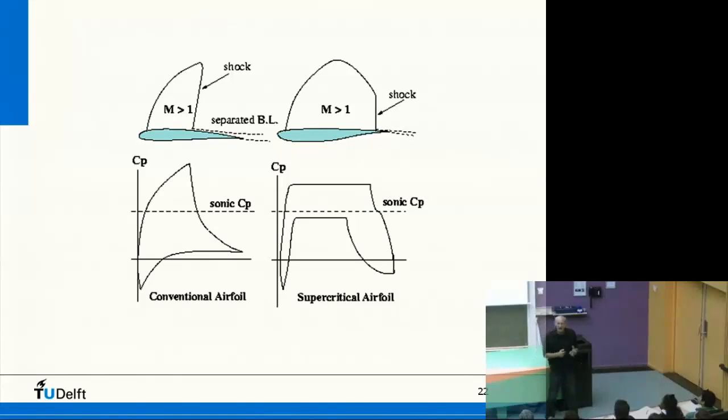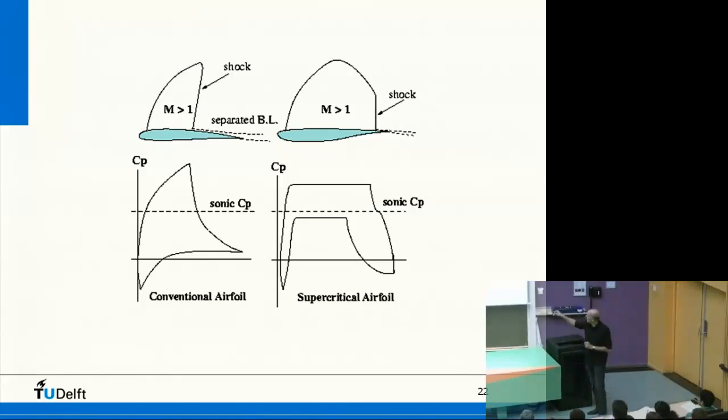Okay, so a conventional airfoil, in this case this one here, a conventional airfoil that is in a supersonic flow, or at least beyond the drag divergence Mach number, will have a shock here with a separated boundary layer. And like I said, shock means an increase in pressure. And since we plot negative pressure up, the curve goes down. So what you see here is a sudden drop in the negative CP, so an increase in pressure.